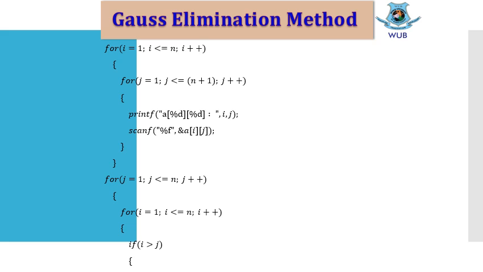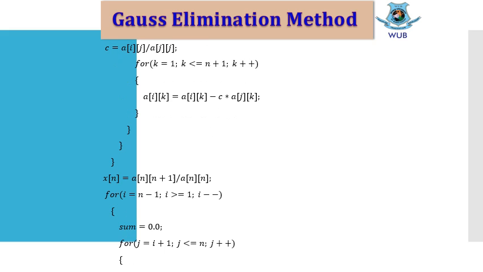Then we check whether the value of i is greater than j. Then we just divide the upper value by the lower value. Okay, then we can get a float type value or integer type value. Then we just do some mathematical calculation for creating the upper triangular matrix. Okay.